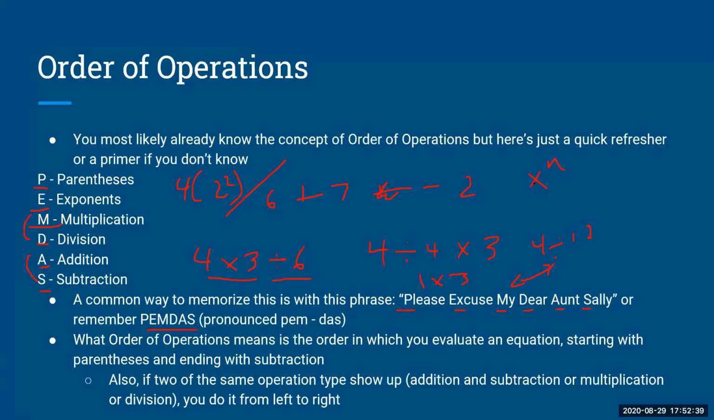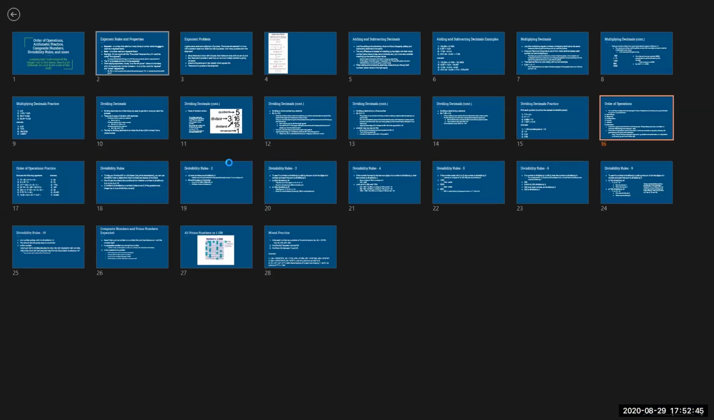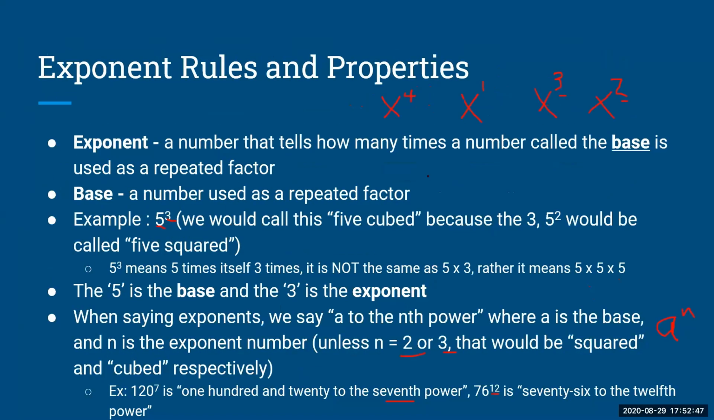please excuse my deadly asparagus soup. An exponent, do I have to go all the way back for this? All right. An exponent is a number that tells us how many times a number called the base is used as a repeated factor.